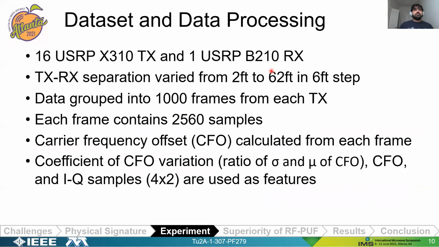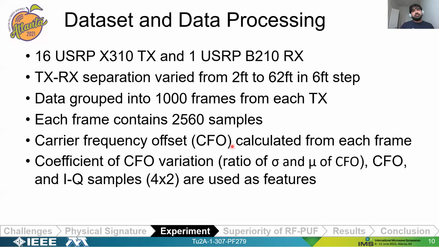So this is the brief description of the dataset. We have data from 16 USRP X310 transmitters and 1 receiver. We have TX-RX, or transmitter-receiver, separation varied from 2 feet to 62 feet in 6 feet steps. Then data processing. Oracle doesn't have data processing, so when I'm talking about data processing, this part is solely from RF-PUF. Data is grouped into 1,000 frames from each transmitter. Each frame contains 2,560 samples.